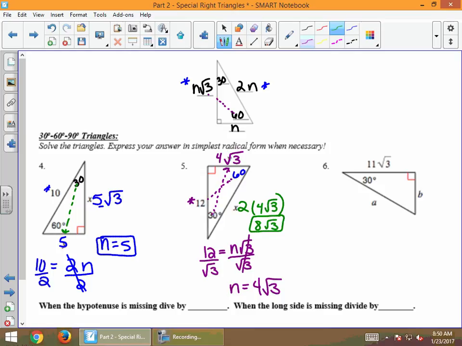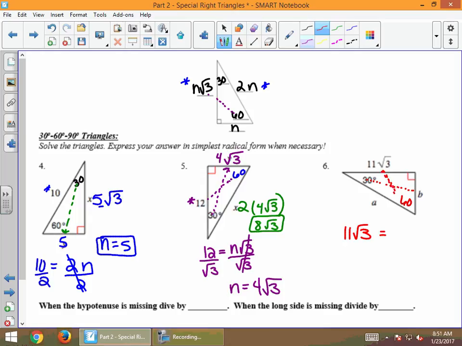Number 6. Again, very similar. We have a 30, 60, 90. Always start at your 30 and go across. And we're not given that side, so we have to figure out what it is. Well, I was given 11 radical 3. 11 radical 3 is the side across from the 60.